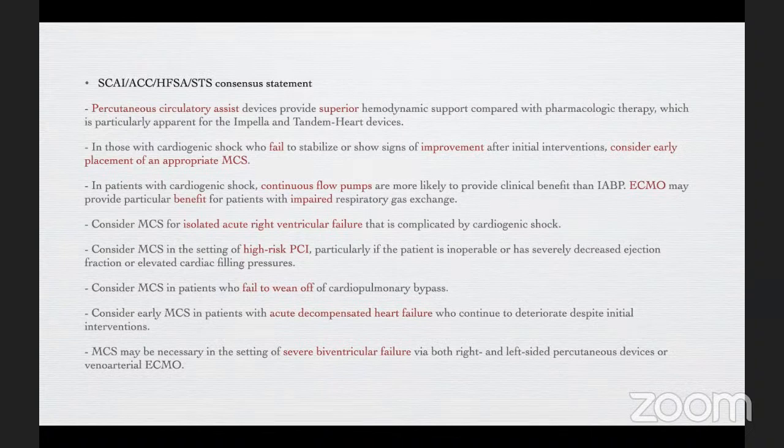Consider mechanical circulatory support for isolated acute right ventricular failure that is complicated by cardiogenic shock. Consider mechanical circulatory support in the setting of high-risk PCI, like a multivessel, left main, or last patent conduit intervention, particularly if the patient is inoperable or has severely decreased ejection fraction or elevated cardiac filling pressure. Consider mechanical circulatory support in patients who fail to wean off of cardiopulmonary bypass. Consider early mechanical circulatory support in patients with acute decompensated heart failure who continue to deteriorate despite initial interventions. Mechanical circulatory support may be necessary in the setting of severe biventricular failure via both right and left-sided percutaneous devices or veno-arterial ECMO.